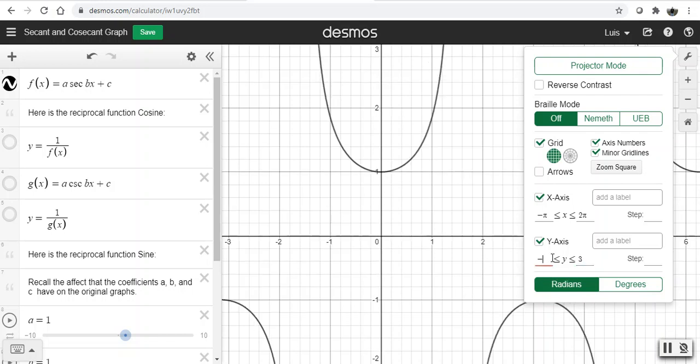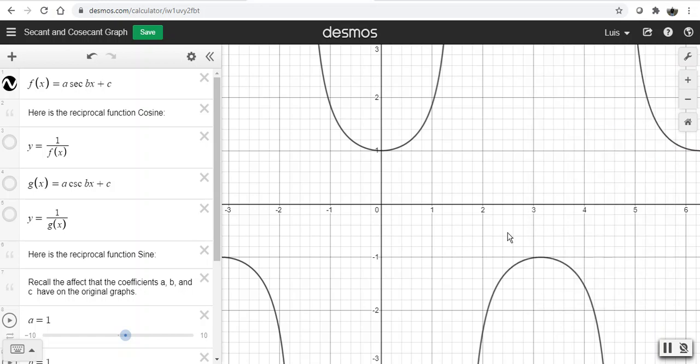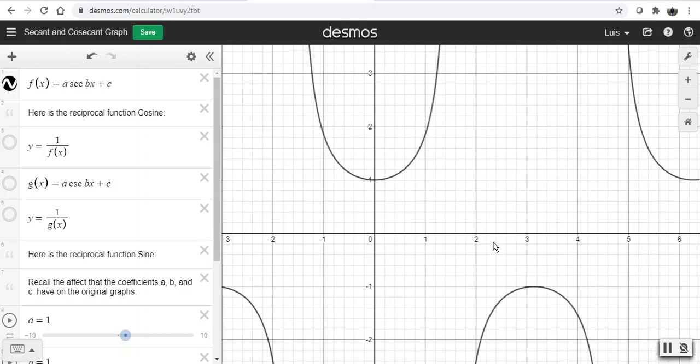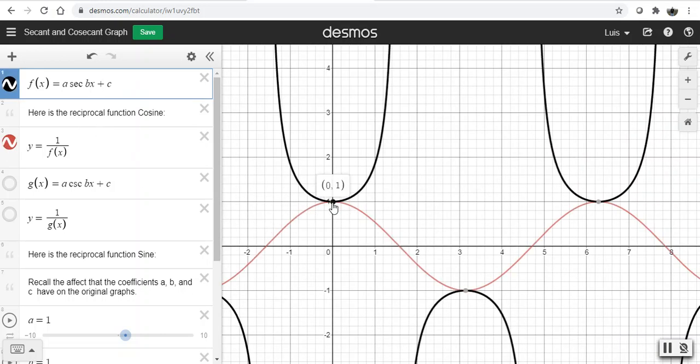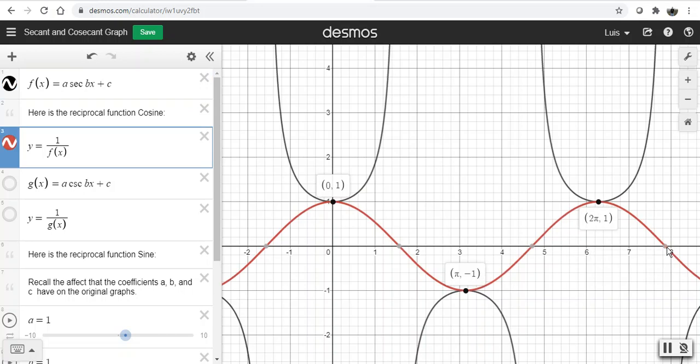Actually, yeah, let's do negative 3 to 3. So we see that our graph looks somewhat similar to what we drew over there. And if I do include the cosine function, I can see that this is where it's 0, that's where it's negative 1, and that's where it's 1. Then it comes back over here, and it's 0 again at 5 pi over 2. So there would be another asymptote right there.